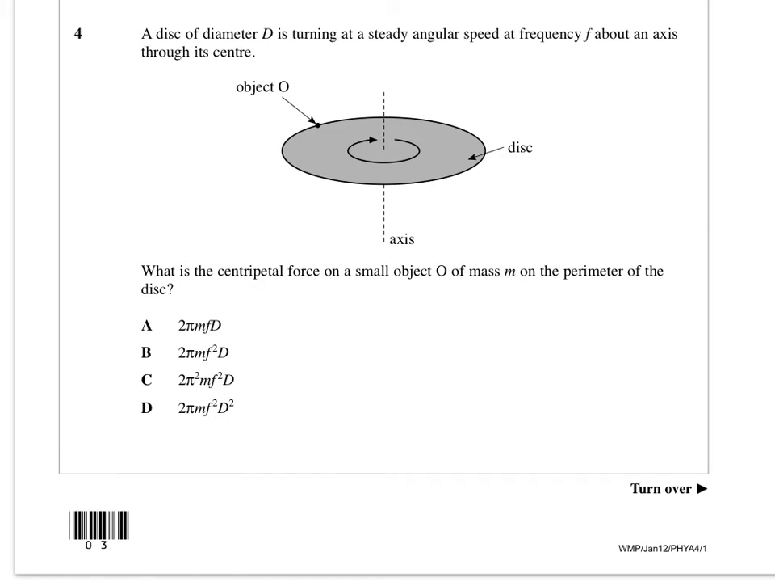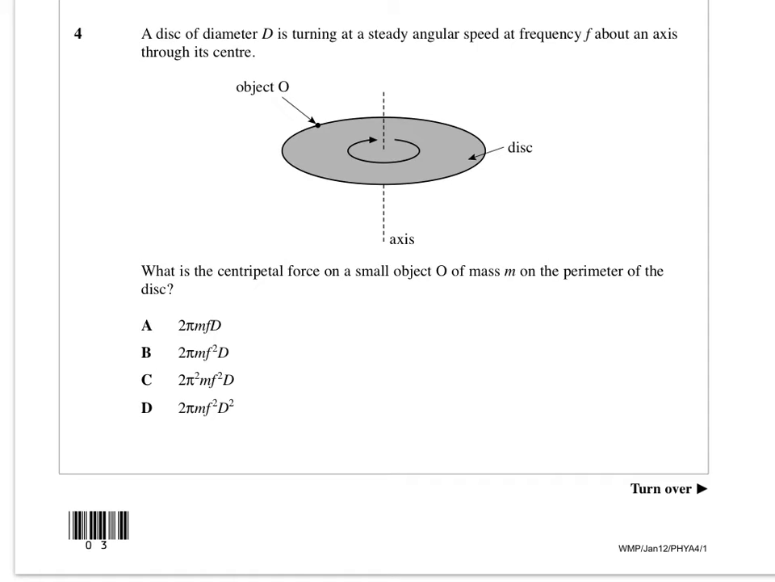Alright, so in this video I'm going to be reviewing the multiple choice questions for the January 2012 paper, and I'm going to look specifically at the questions to do with circular motion, gravity, electric fields and capacitors. Okay, so let's start off with question 4, which is the first one on that.